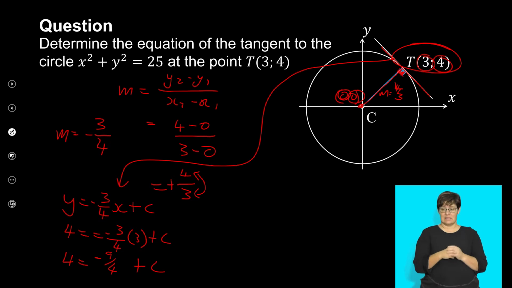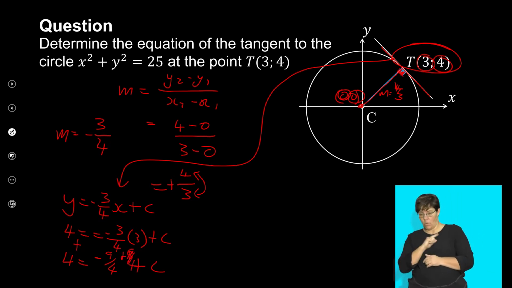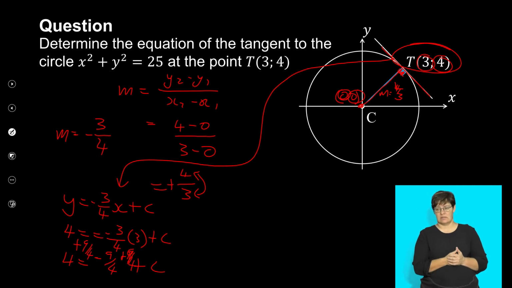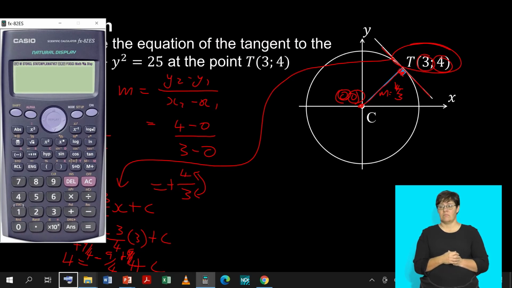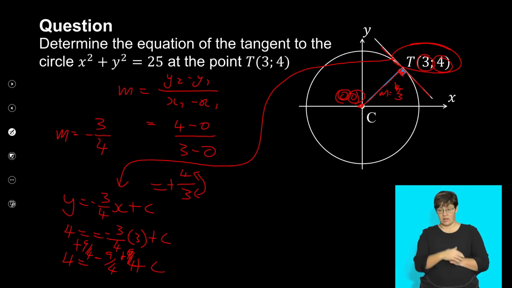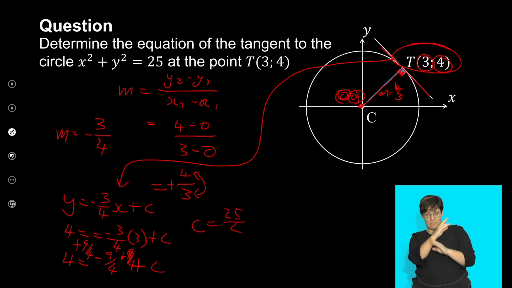I'm going to add 9 over 4 on both sides so that I can solve for c. And I'm going to do that on my calculator. So let me take out my calculator. I'm going to go 4 plus 9 over 4. And this is going to give me 25 over 4. And so I know that my y cut is 25 over 4.